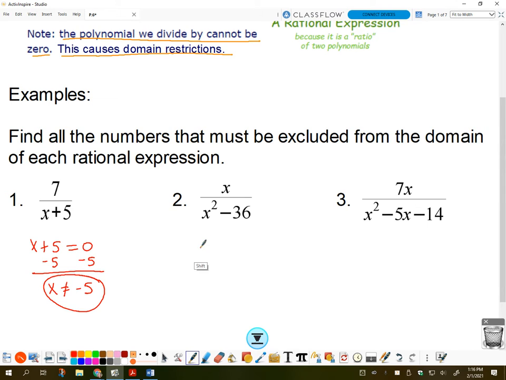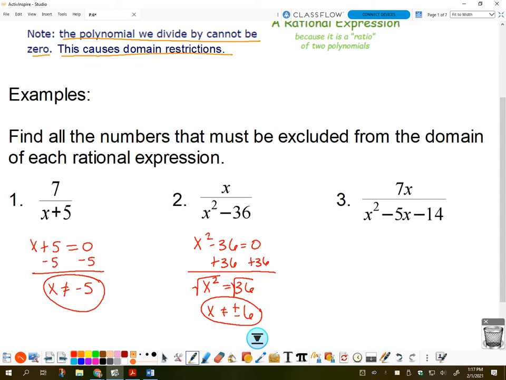All right, so number 2. If you take x squared minus 36 and set it equal to 0 and solve, you're going to add 36. So you have x squared is equal to 36. To get rid of a square, you're going to take the square root of both sides of your equation. And remember, if you're the one that introduces a square root to the problem, you have to account for the fact that 6 times 6 is 36, and negative 6 times negative 6 is 36. So then we're just saying that x cannot be 6 or negative 6.